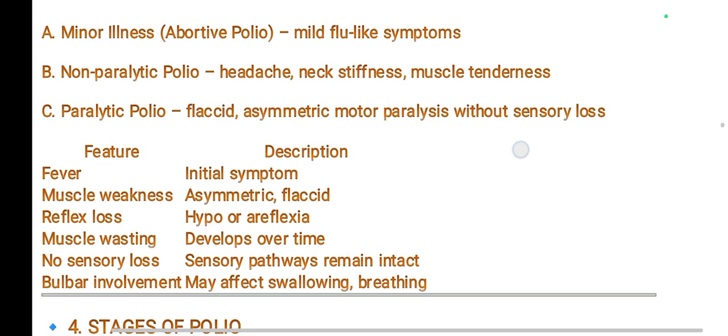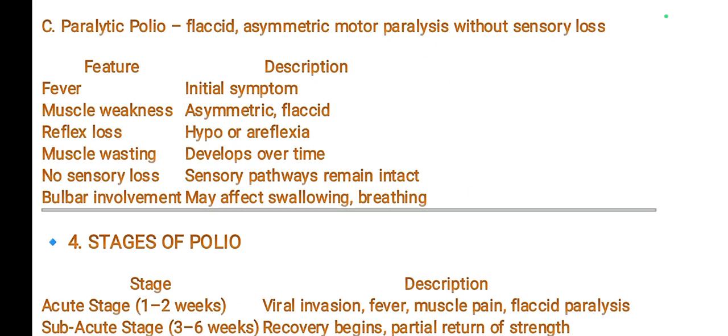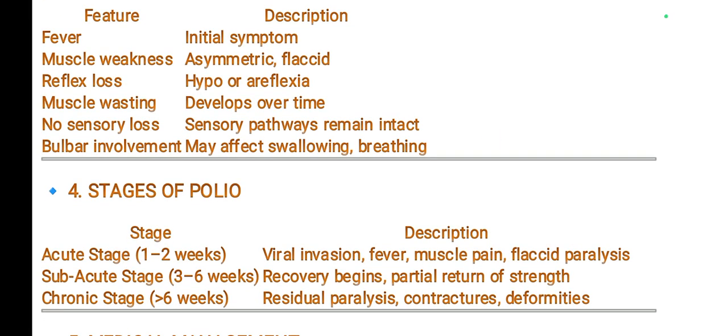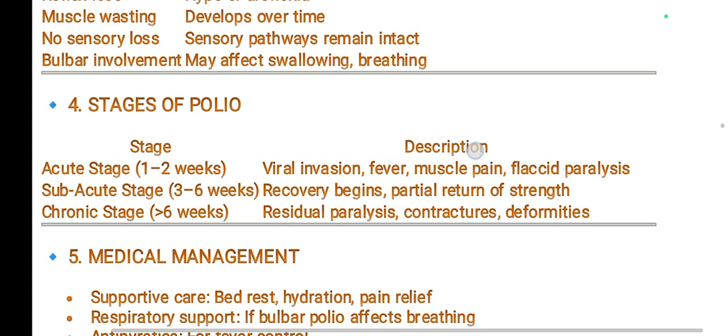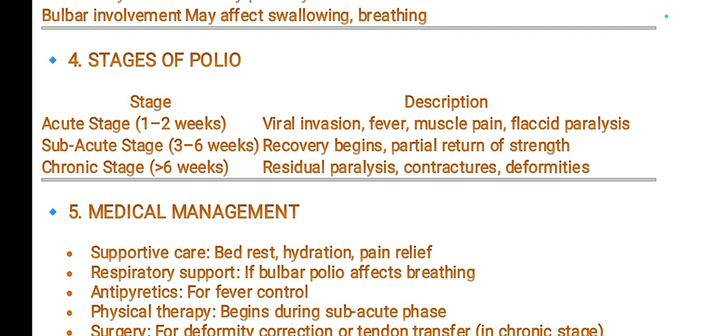Clinical features: minor illness, abortive polio, mild flu-like symptoms. Non-paralytic polio: headache, neck stiffness, muscle tenderness will be seen. Paralytic polio: flaccid, asymmetrical motor paralysis without sensory loss. Features and description: fever is the initial symptom, then muscle weakness, asymmetrical but flaccid. Reflex loss, hypo or areflexia will be seen. Muscle wasting develops over time. No sensory loss, the sensory pathway remains intact. Bulbar involvement may affect swallowing or breathing.